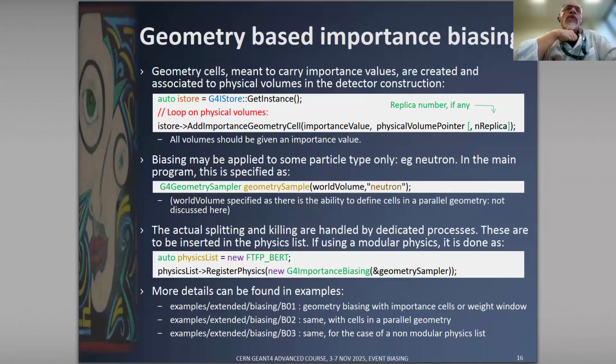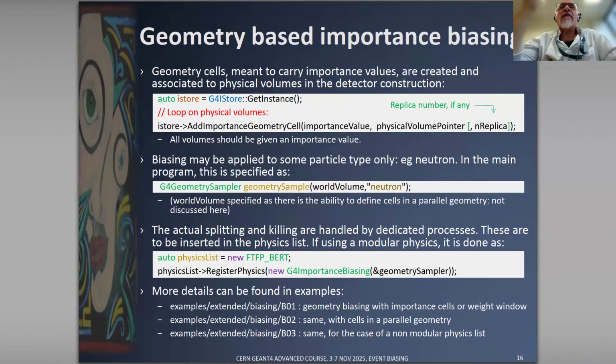How can you use that? In your main program, you will define these importances, and for that you will use this importance store. This importance store has this call, add importance geometry cell, where you pass the importance value, and then you pass the physical pointer.